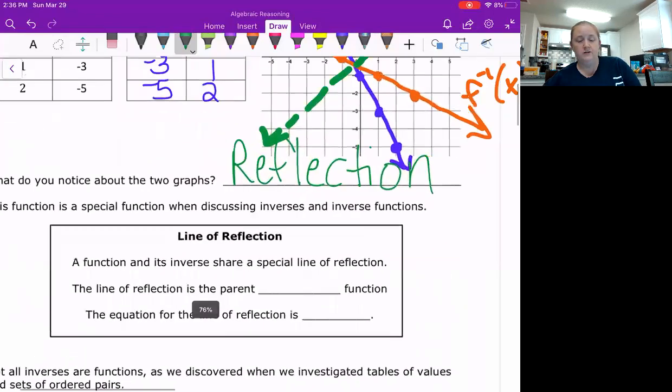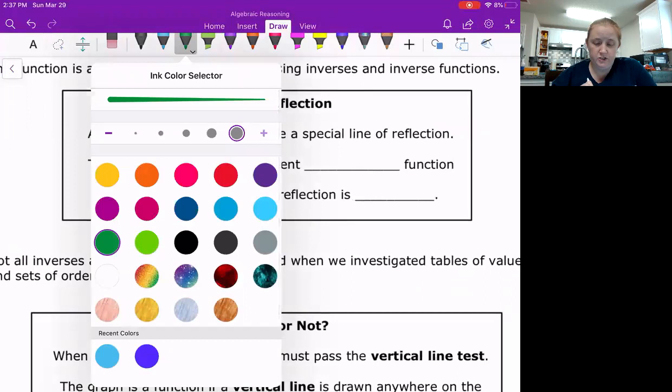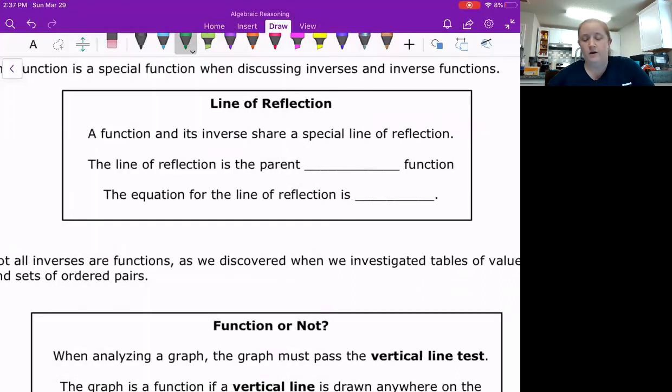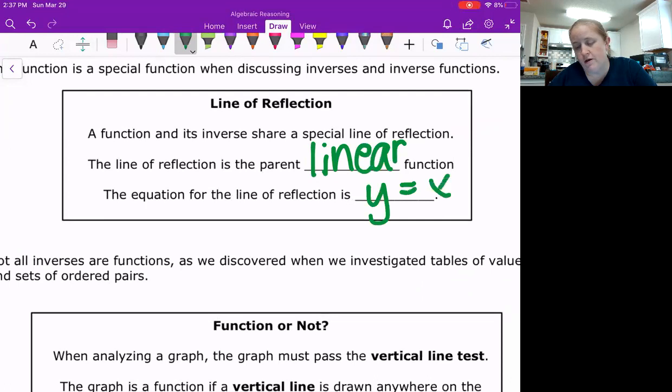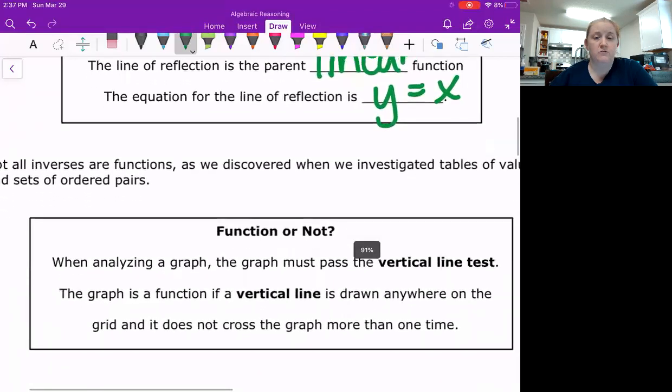Specifically, like it says there in the box, a function and its inverse share a special line of reflection. The line of reflection is the parent linear function, which we remember from the beginning of the year is the function y equals x. That y equals x line is what's causing this inverse to make that reflection.